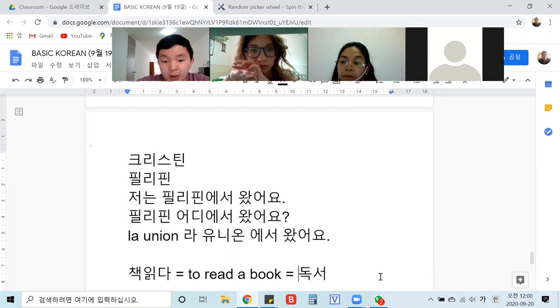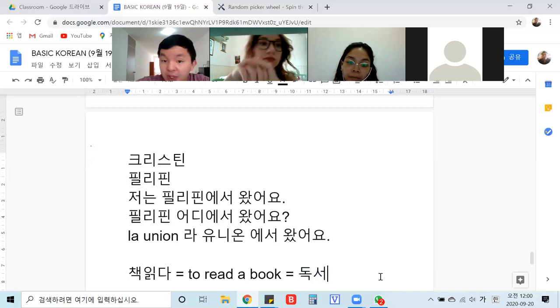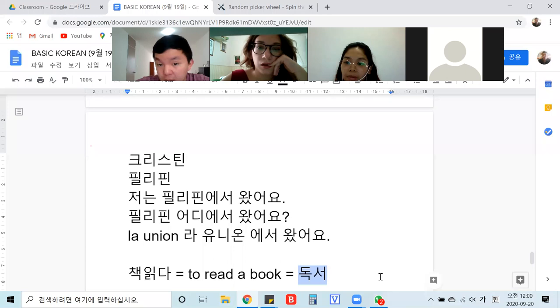Because as you can see, if the syllable doesn't finish with a 다, but has a verb meaning, which is if you're going to use this grammatically, you have to use it as a noun. Yeah, so there will be differences.